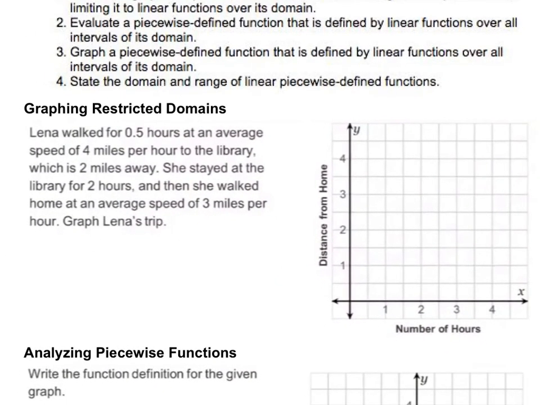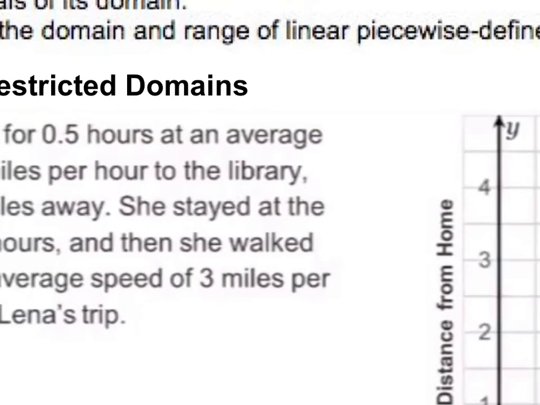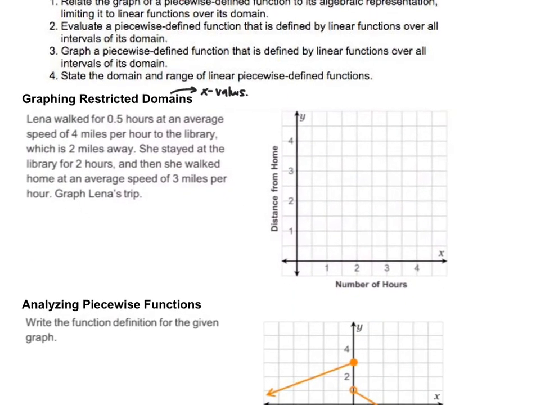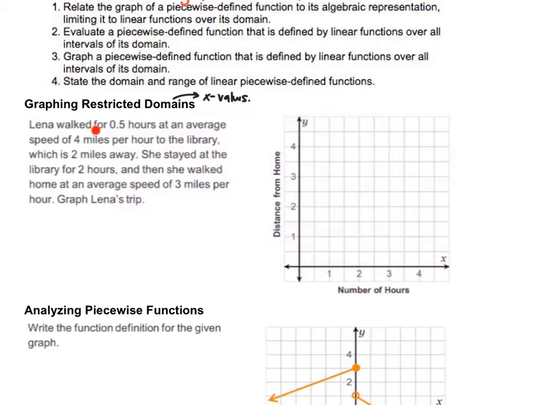So the first thing I want to do is talk about graphing restricted domains. Remember, domains represent x values. So these are x values, okay? And it says that Lena walked for a half hour at an average speed of 4 miles per hour to the library, which is 2 miles away. She stayed at the library for 2 hours, and then she walked home at an average speed of 3 miles per hour. Graph Lena's trip.